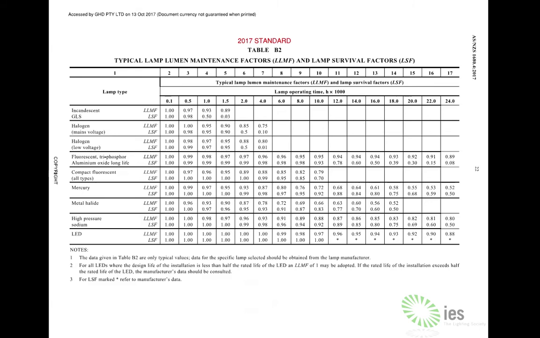We have a new table at the back, 2017 standard. And look, LED. This is fantastic. We're finally starting to talk about LED. But we've still got a problem. There's still only 2 variables. And those variables aren't even the ones I was talking about. We're still talking lamp type and lamp operating time. That's interesting. And it only goes to 24,000 hours. That's an interesting point to stop LED.